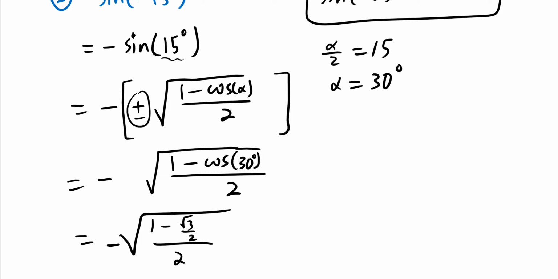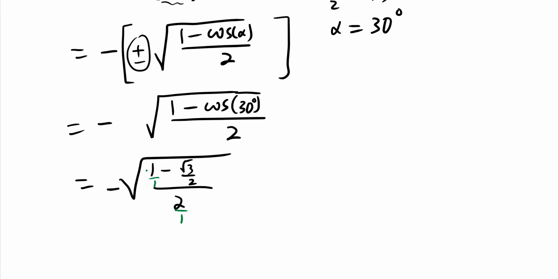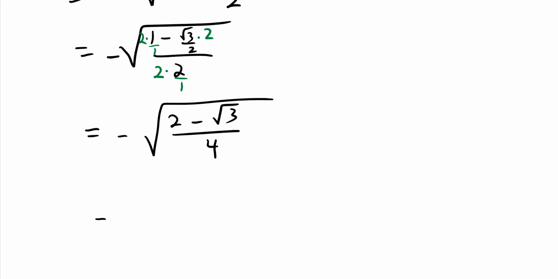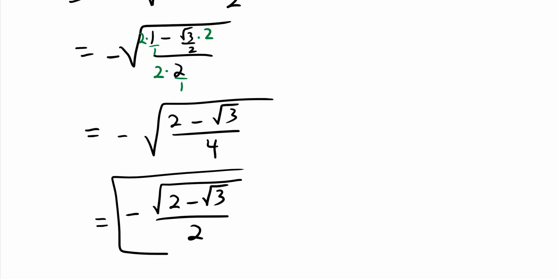And again, as we did in the previous section, this is over 1 over 1. We can multiply the top of each by 2, like so. Then we get negative the square root of 2 minus square root of 3 all over 4. We can use the properties of square roots to rewrite this as the square root of the top over the square root of 4, which is 2. And that's what we get for negative sine 15 without using the calculator.